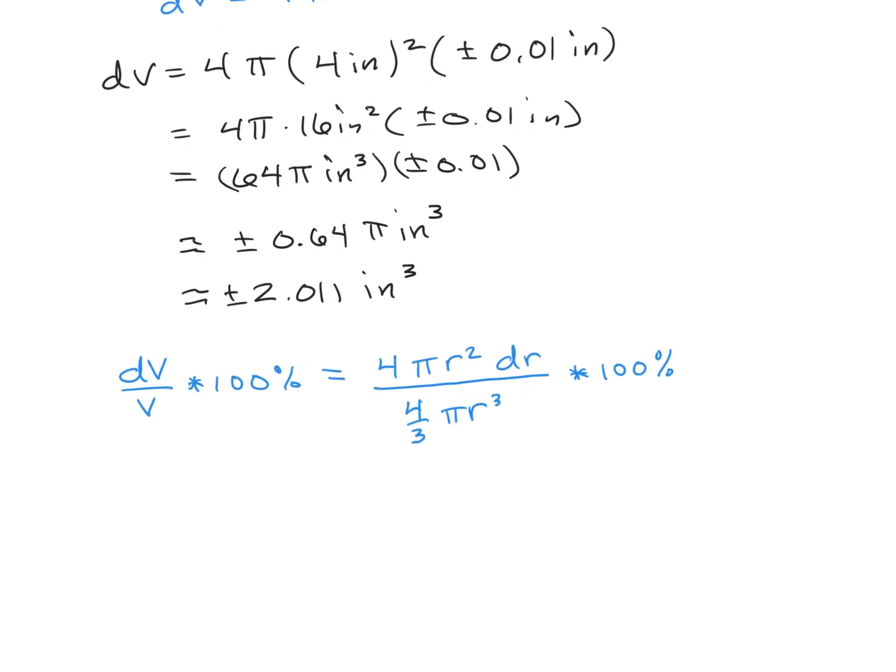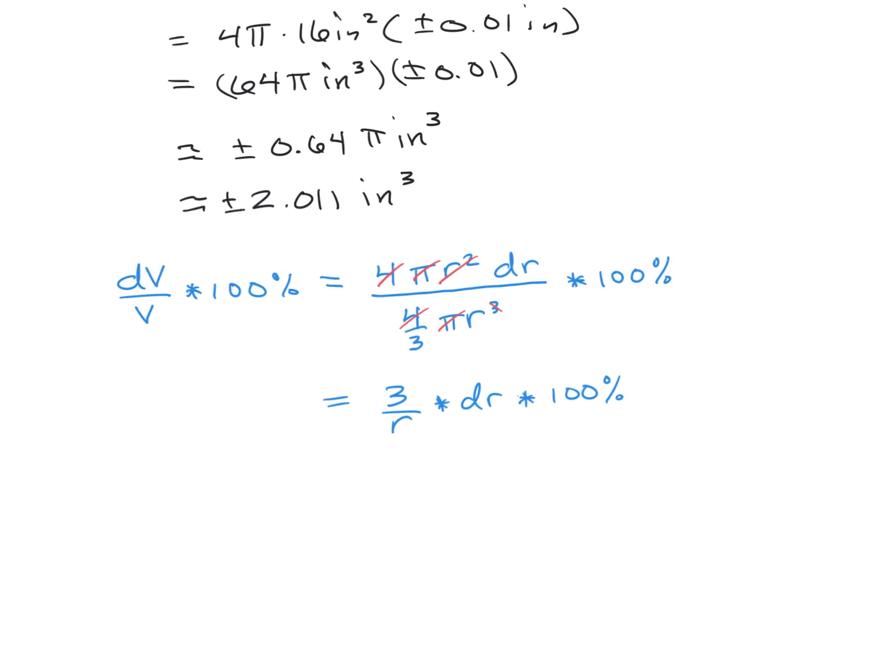All right, so we can simplify this down, and we will cancel out our common 4s, our common pi's, and we can cancel out the r squareds. That's going to leave us with 3 over r times dr times 100%. So it's going to be 3/4 plus or minus 0.01 times 100%.